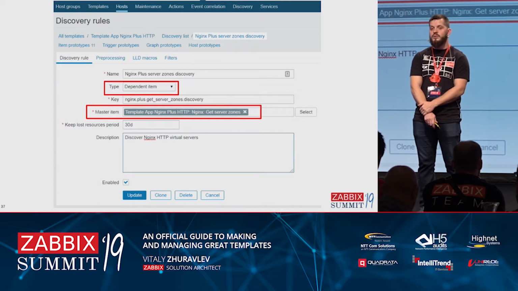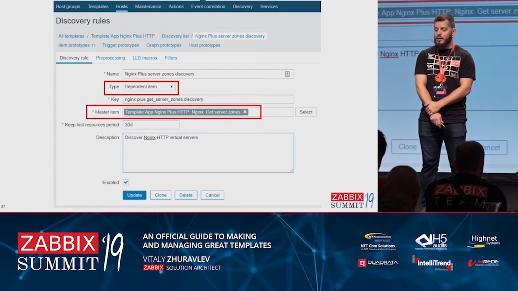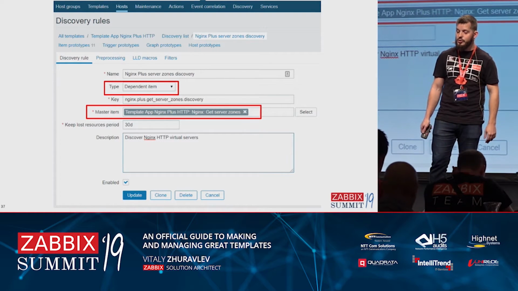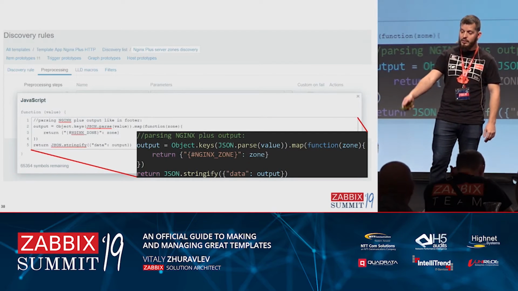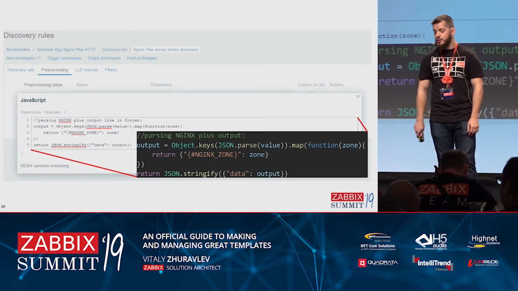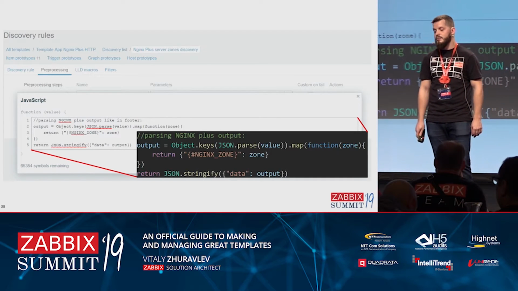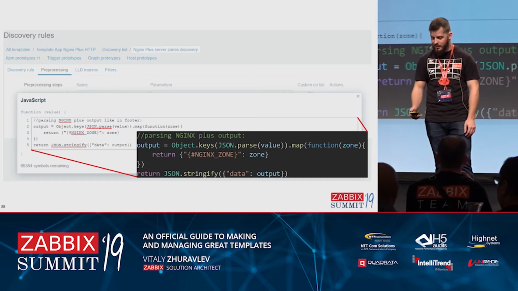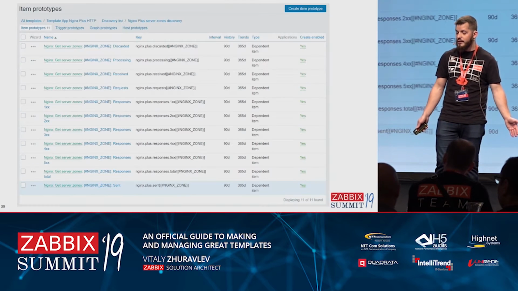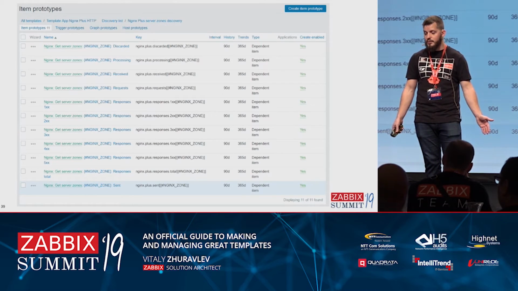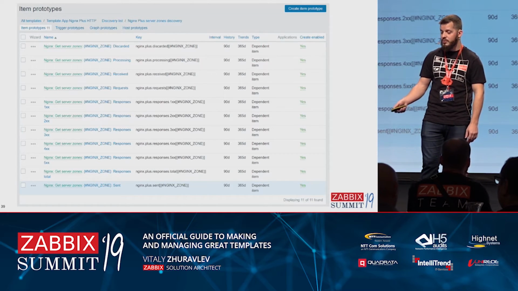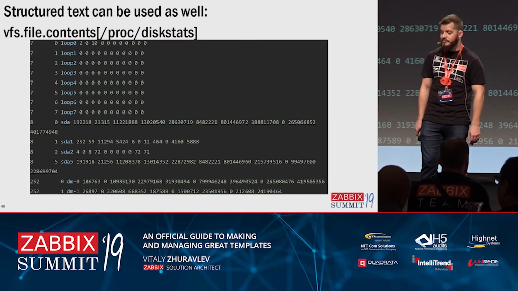discovery rule of type dependent item, with the master item referencing this HTTP agent. And then, again, using the pre-processing tab inside low-level discovery, you can apply such simple, or maybe not so simple, I don't know, JavaScript pre-processing to actually transform that JSON object to a JSON array, and then at the end, you can get all those metrics related to server zones with no external scripts at all.